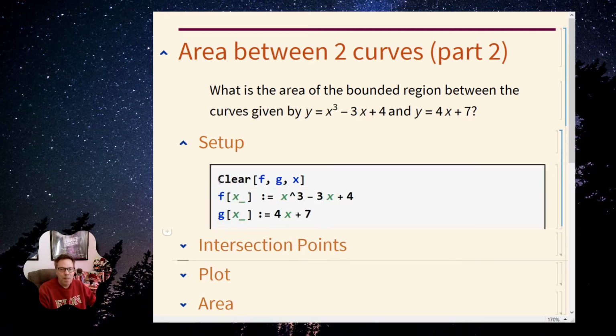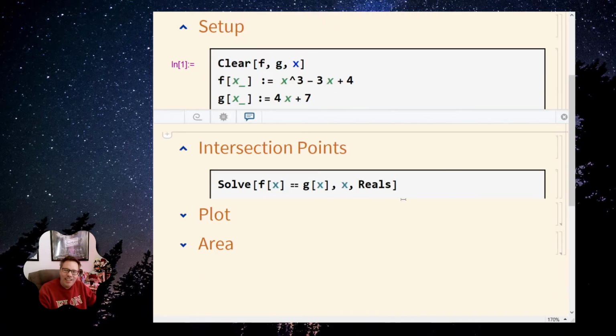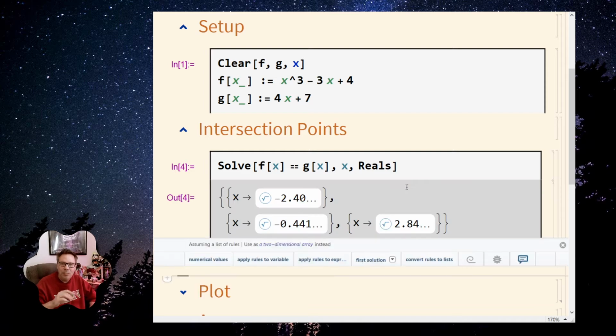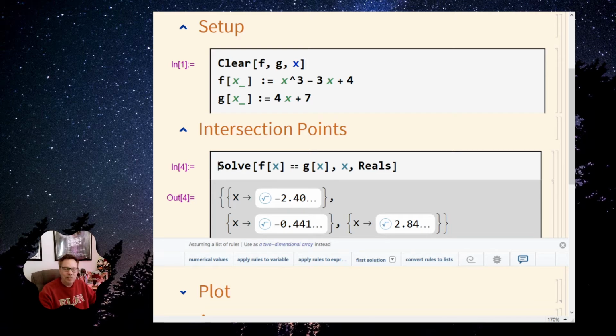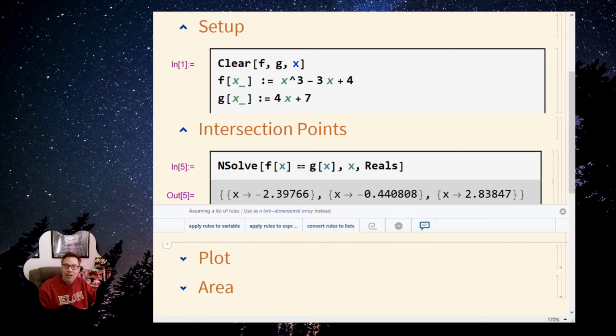So the setup. Make sure I clear the variables that I'm using. I'm going to double check my two functions that I have entered. They look right to me. I'm going to evaluate them. Now the intersection points. Intersection points is always the solve command. Well, kind of almost told you the truth there, because with the solve command, the answers don't look nice. So I'm going to use nsolve instead for this particular one. And I wind up getting 3 intersection points.